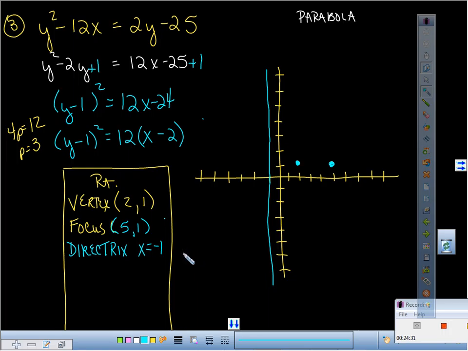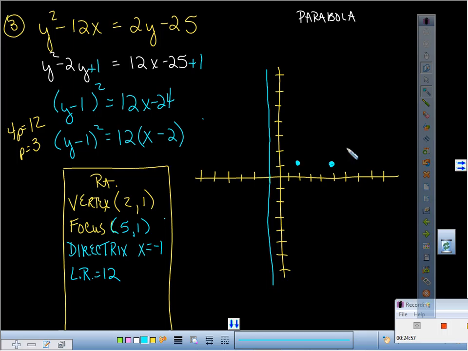Now, what's the last thing you have to find? The latus rectum. This is simply how big that parabola is across. Always think about it: this tells how wide it is. That's pretty much what it says. It is 4p, so it is 12.